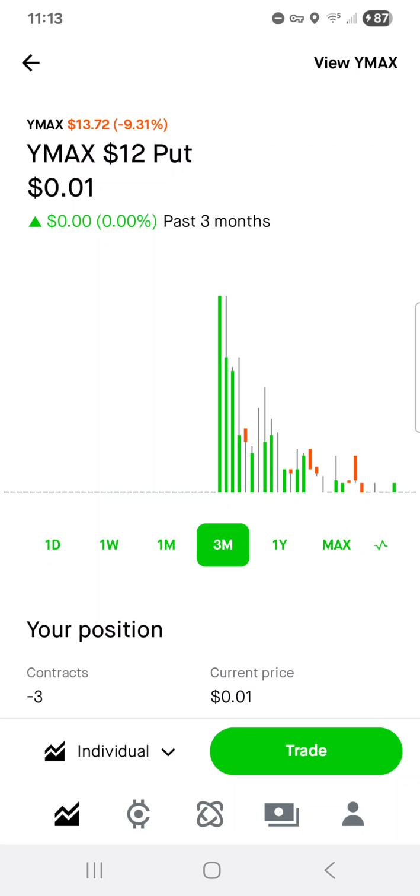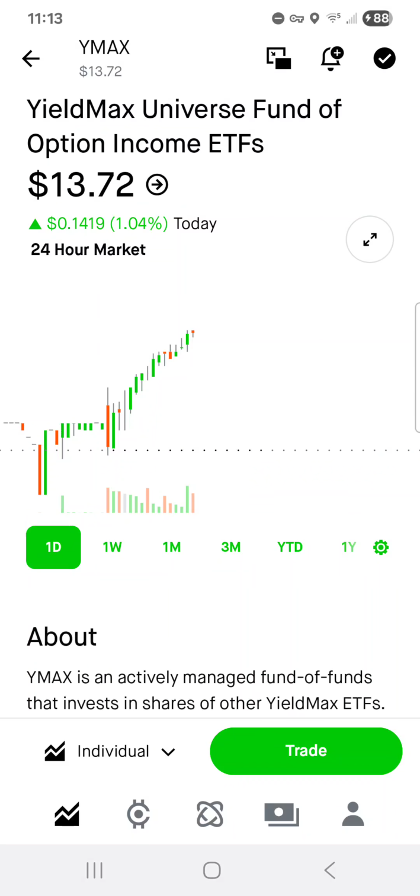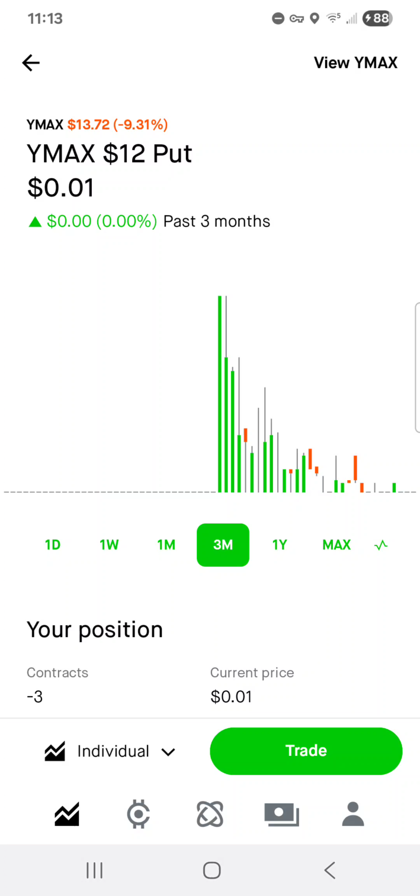So just a reminder of what exactly a put is. Let's say from our perspective, we want to sell the $12 YMAX put, which means if we sold that put, we're saying we expect the price to not go below $12. But if it did, and you can see up here, that little red thing shows you the stock price. Right now it's at $13.72.